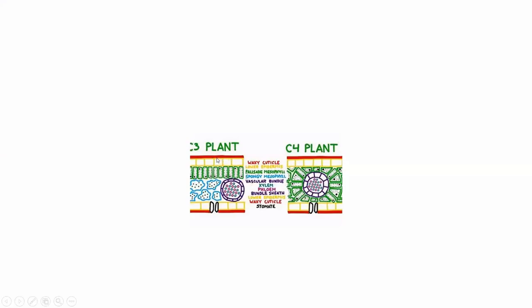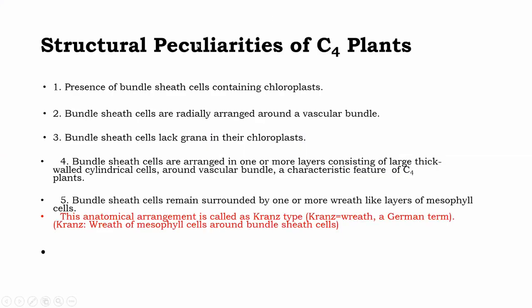Okay, this is the leaf cross section of C3 plant and C4 plant. So there are differences, and in these differences only I am going to teach now. Okay. So the chlorophyll pigment, see, the presence of bundle sheath cells containing chloroplast.